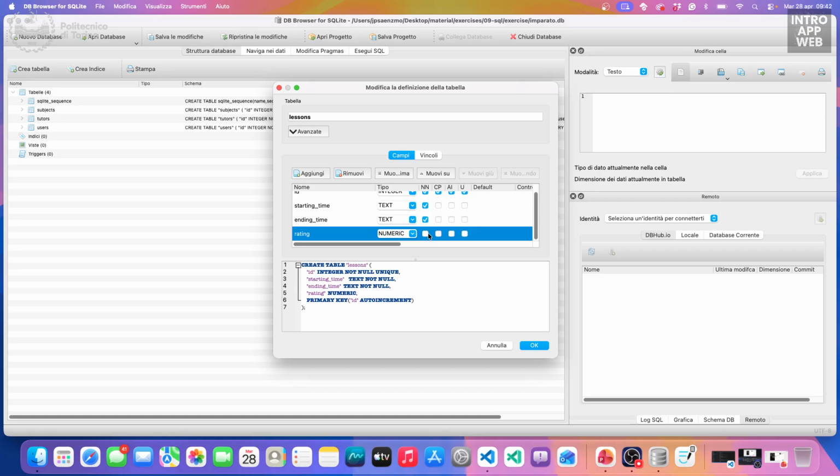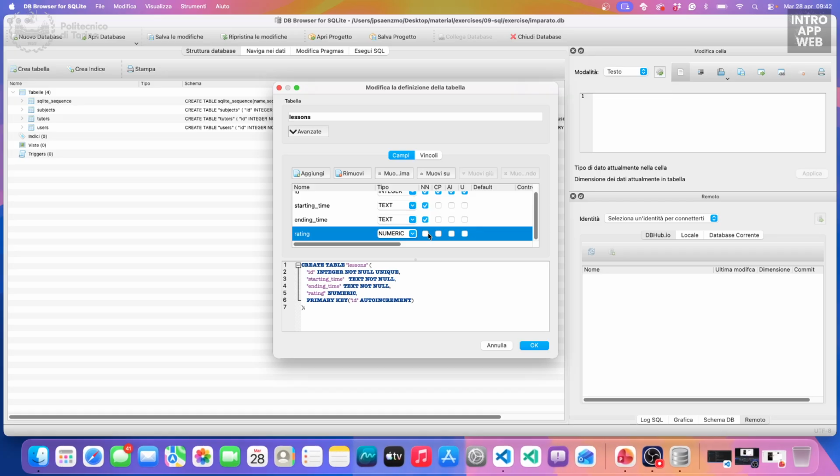But there is another case that might be inconvenient if it is not null, and it is when creating the lesson, no? Because if I say that a lesson must have a field that is rating and it must be not null, then when the user wants to create a lesson, it will be forced to insert something in that field, no? And at some point, it doesn't make sense for the lesson to have a rating.